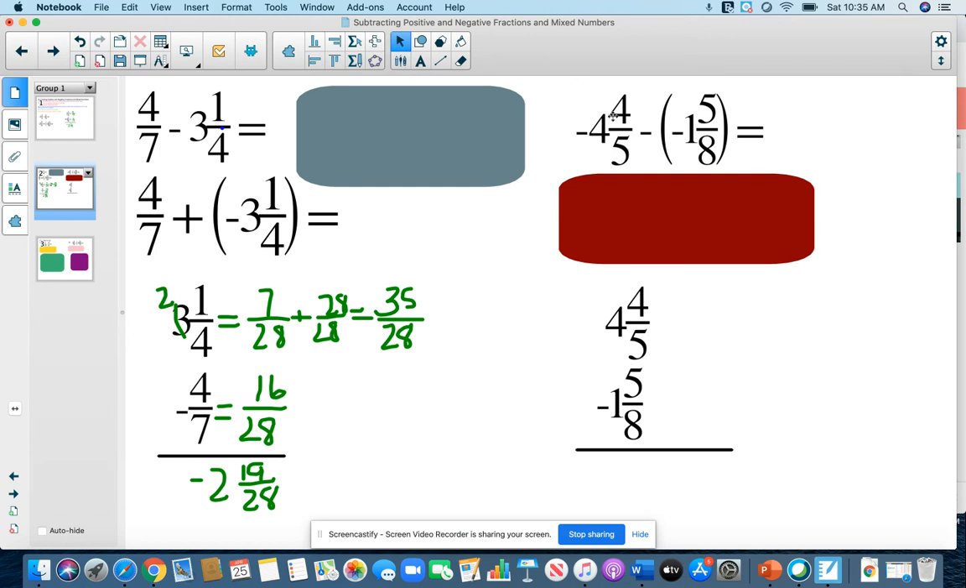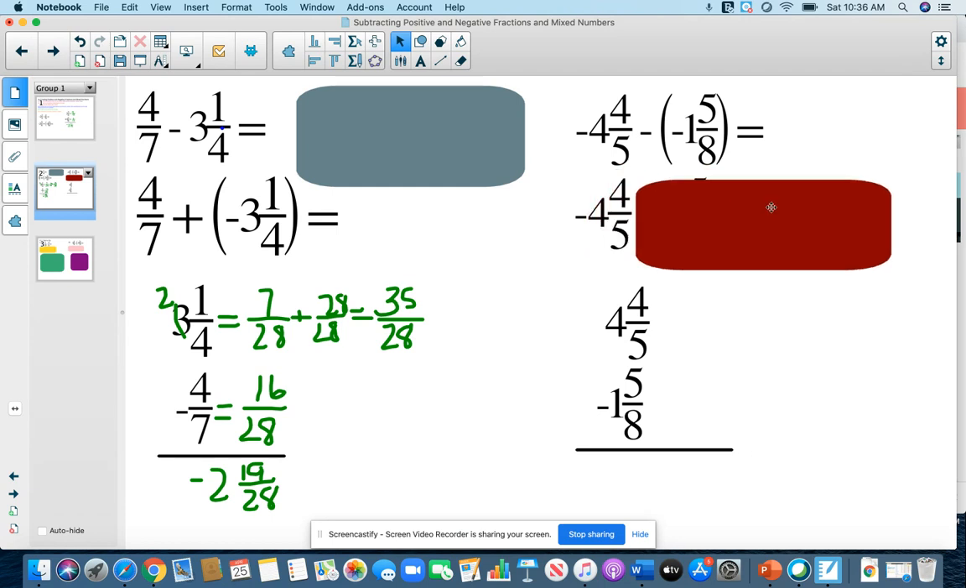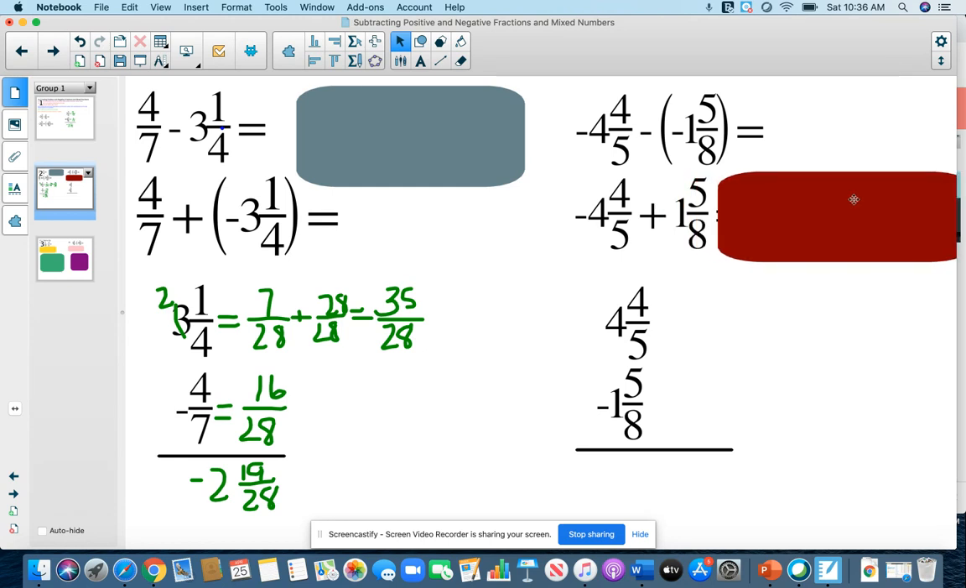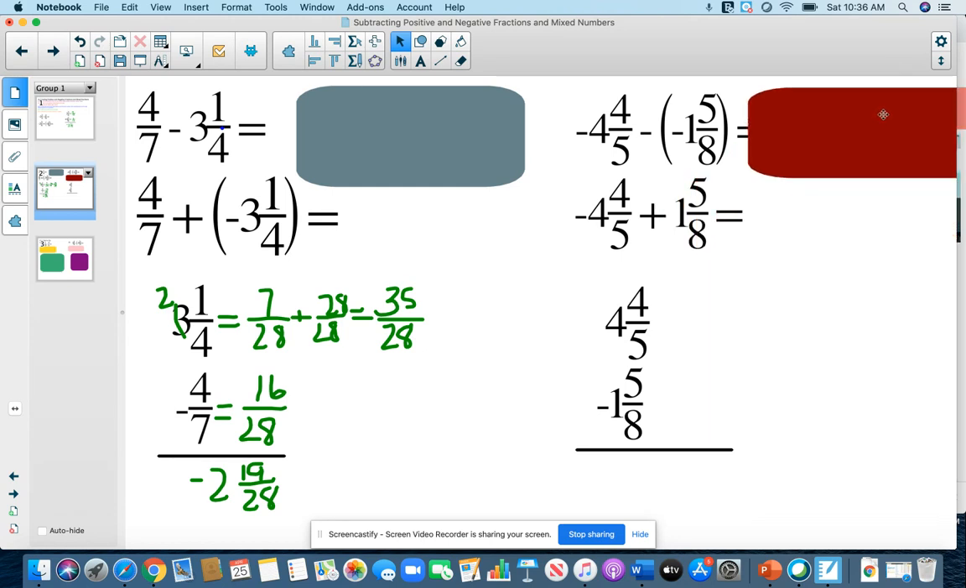So I have a negative 4 4/5 minus a negative 1 5/8. So to use keep, change, change, first one stays the same. You change subtraction to addition, and then you do the opposite of negative 1 5/8, which is a positive 1 5/8. So, and the signs are different.